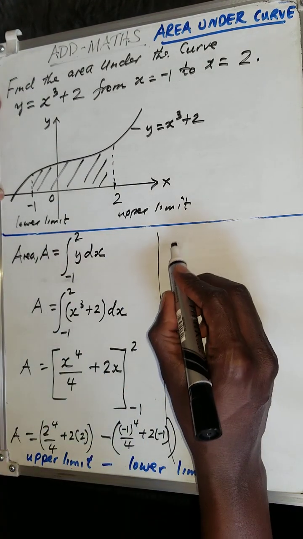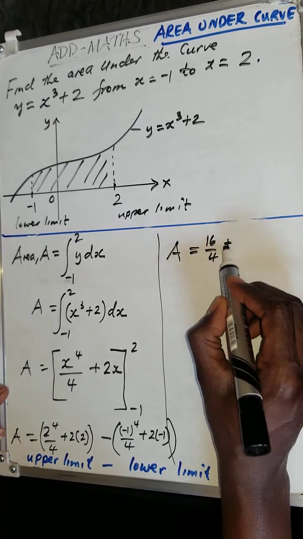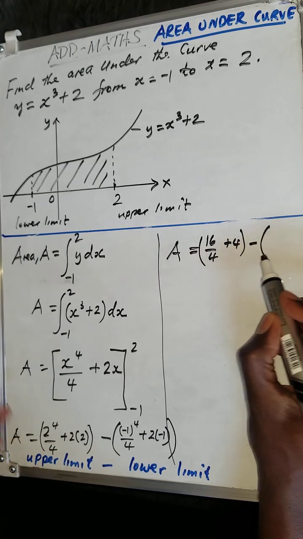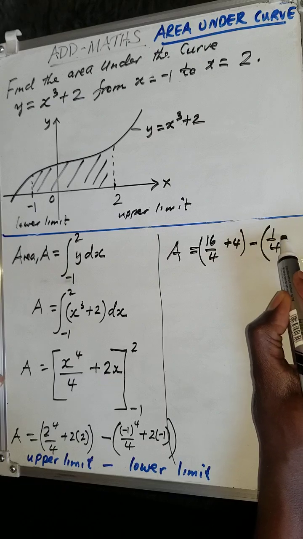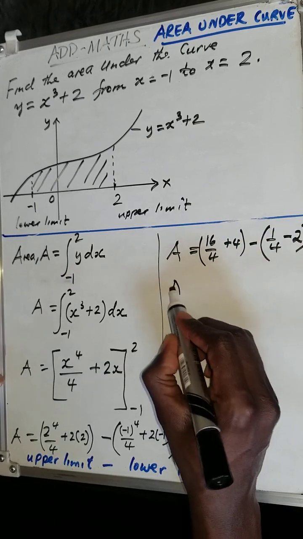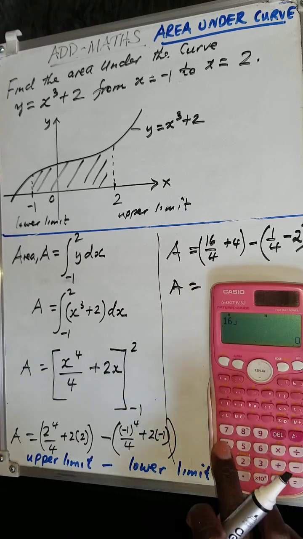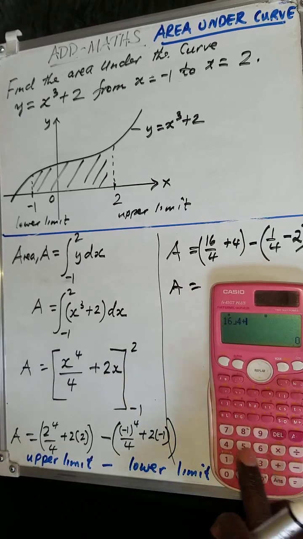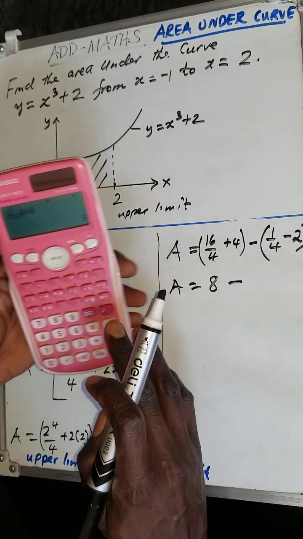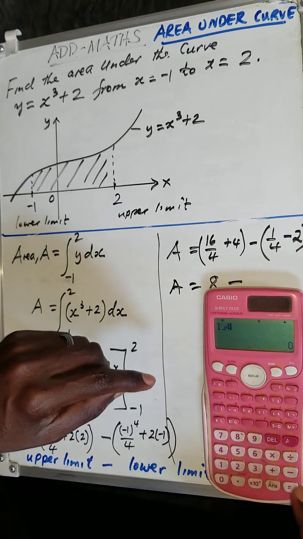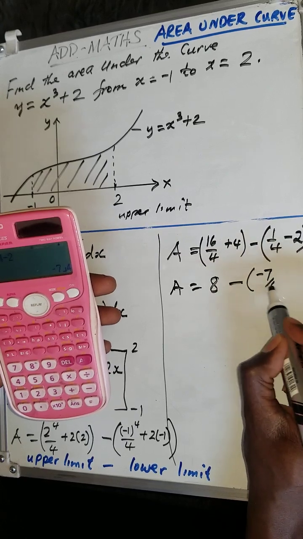So what is that going to give us? The area is going to be 2 raised to the power 4, that is 16 over 4, plus 4 there, minus, if you work out that, -1 raised to the power 4 will give you 1 over 4 minus 2 there. So we can use a calculator and actually work that out. If you notice, 16 over 4 plus 4 there is going to give us 8 minus, if I work out that again, 1 over 4 minus 2, that is going to give me -7 over 4.